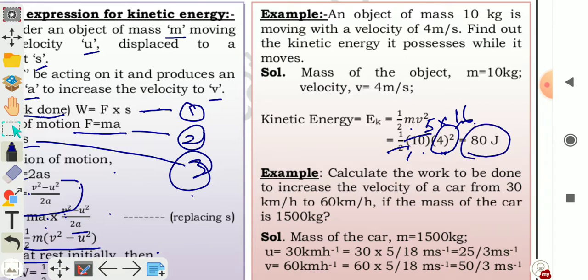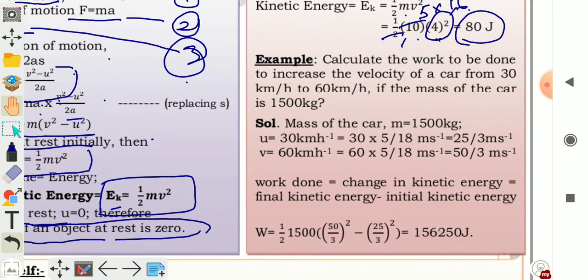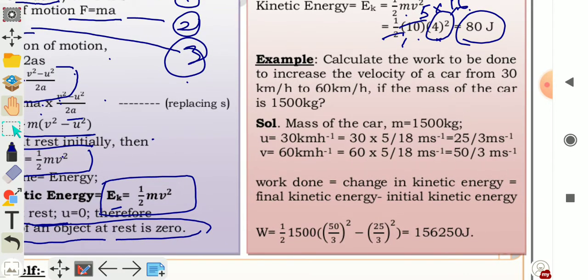Now second example. In the second example, calculate the work to be done to increase the velocity of a car from 30 km per hour to 60 km per hour. The mass of the car is 1500 kg. So mass is given to you, and initial and final velocity are given in kilometer per hour.